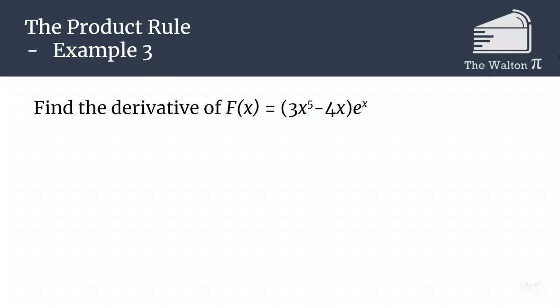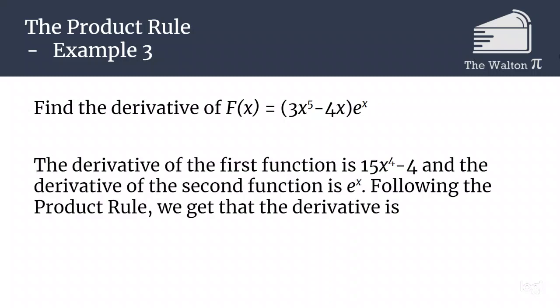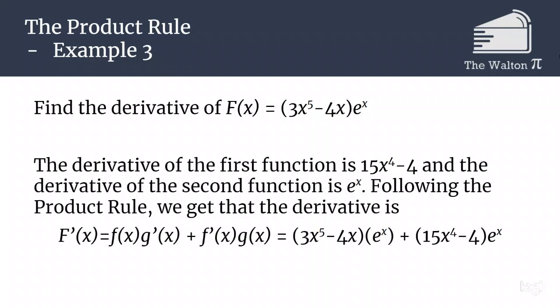So if we'd like to try and find the derivative of f of x equals 3x to the fifth minus 4x times e to the x, we first need to find what's the derivative of each of those pieces. Well, the derivative of the first function is 15x to the fourth minus 4, and then the derivative of the second function is e to the x. So if we follow the product rule, we're going to get that the derivative is first times the derivative of the second plus the second times the derivative of the first.